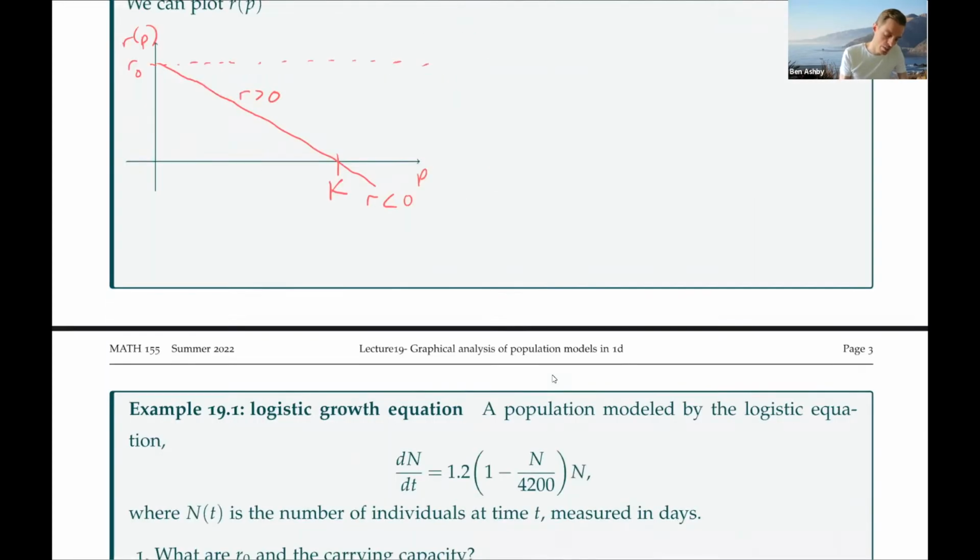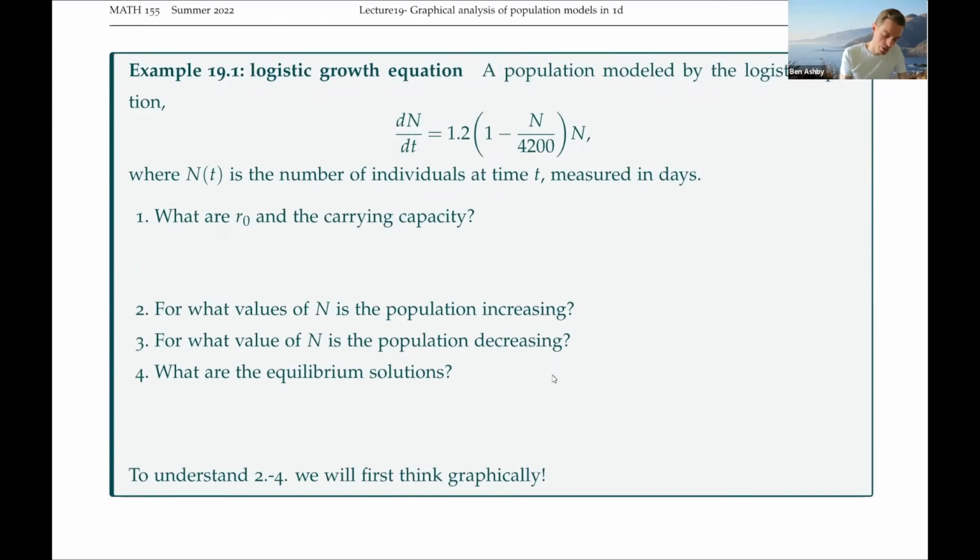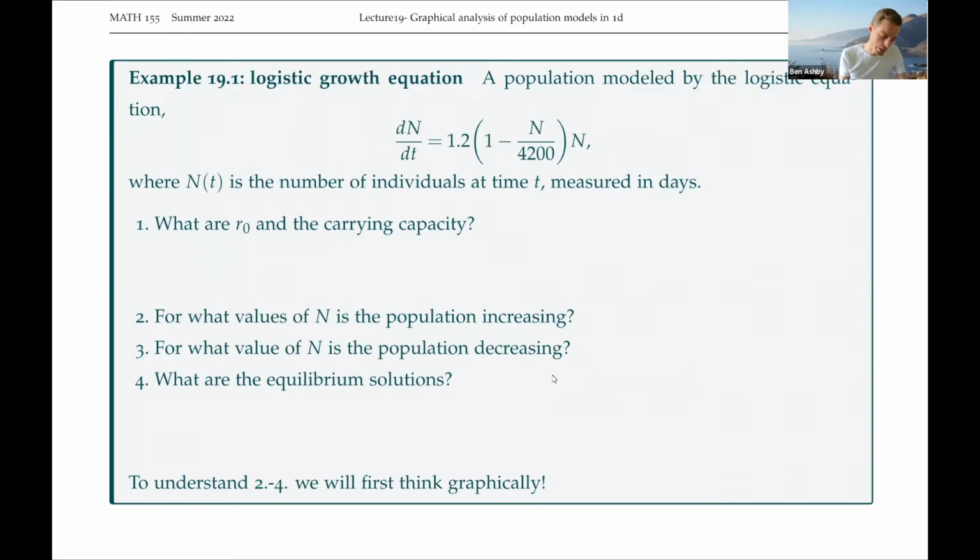So if we put in some specific numbers to this, the P's have now been changed to N, but that doesn't matter. Here, our R0 is going to be 1.2. So this value here. Carrying capacity, K, is 4,200, this value here. So although we've changed around, we've got N's now, it doesn't matter. This is still a logistic equation.